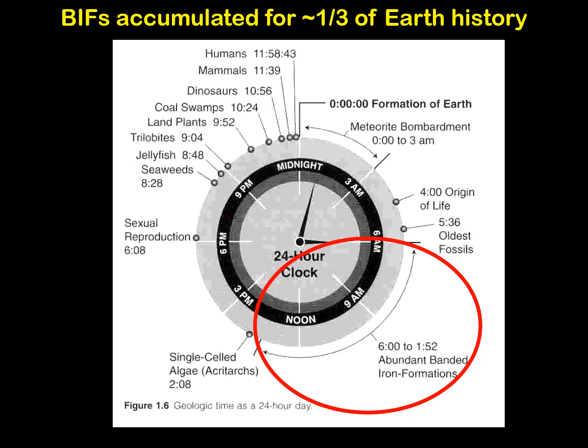So banded iron formations are really abundant. Pretty much if we look back at this 24-hour clock of Earth history, they are forming from about 6 in the morning till 1:52 in the afternoon. That is the large chunk of the Precambrian, or of the Earth's history, I should say, where we're just building up oxygen. We're just building up more and more oxygen.